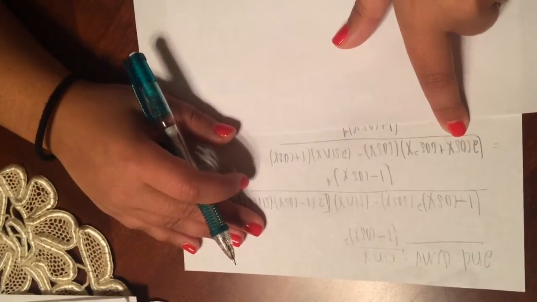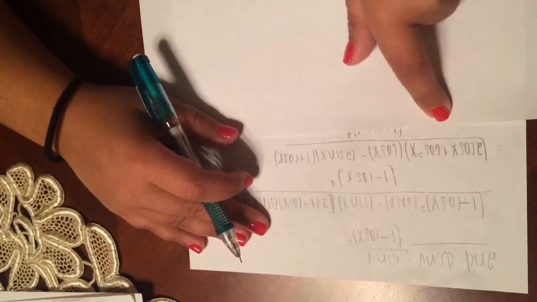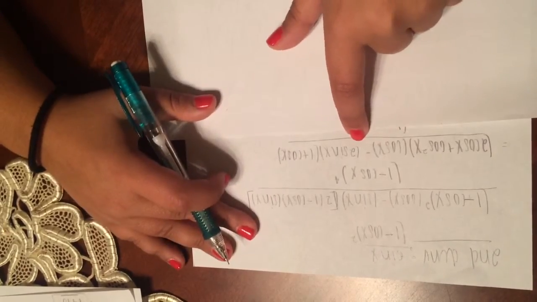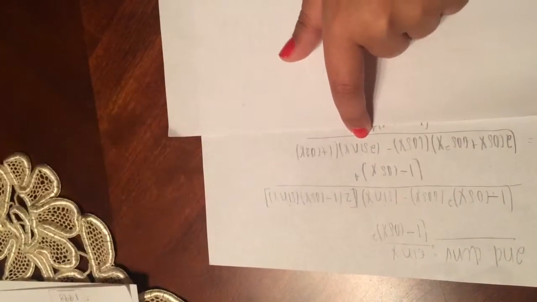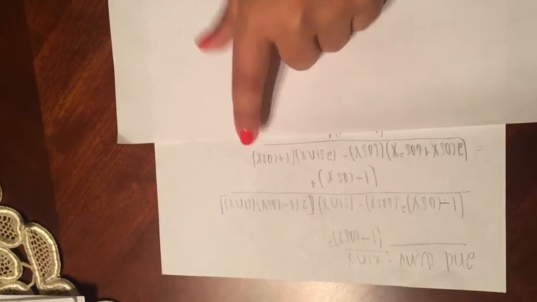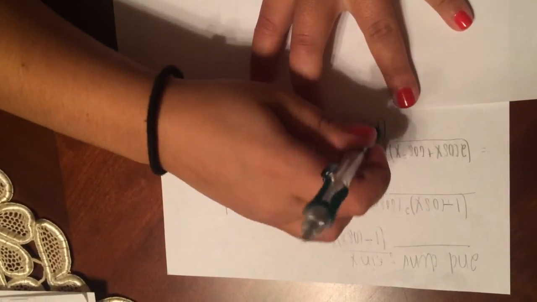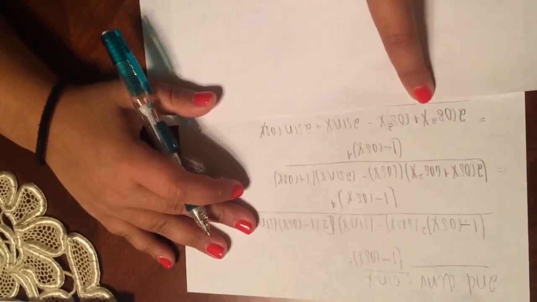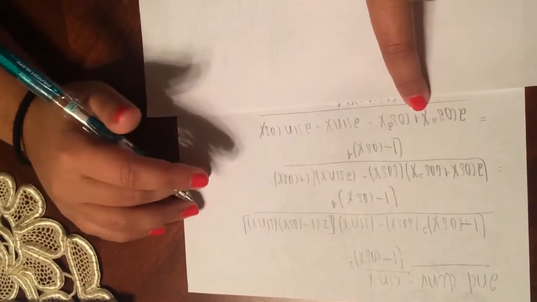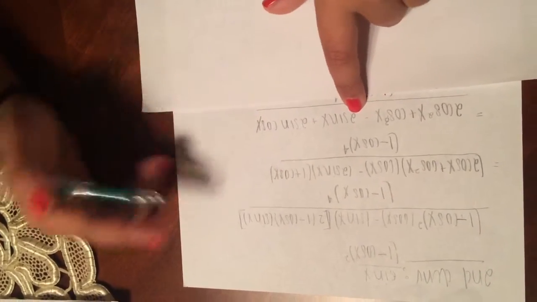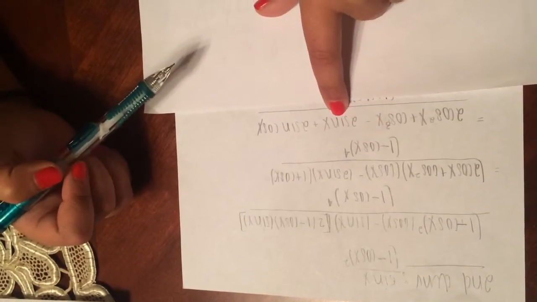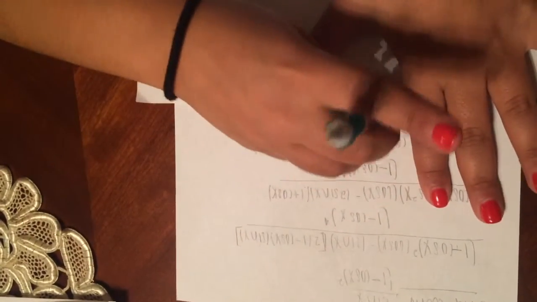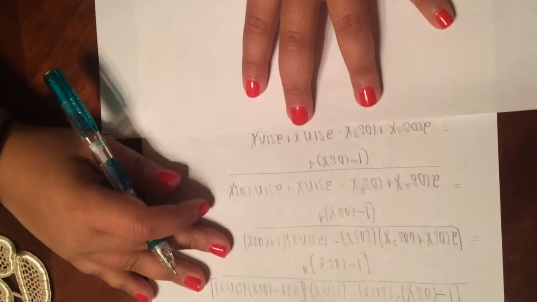We FOILed this, so that's what we get when we FOIL it, times cos x. And then we distributed this on the top, so we get 2 sine x times 1 plus cos x all over 1 minus cos x to the 4th. We distribute this cos x and get 2 cos squared x plus 2 cos cubed x minus, and then we distribute this as well and get 2 sine x plus 2 sine x cos x, all over 1 minus cos x to the 4th.